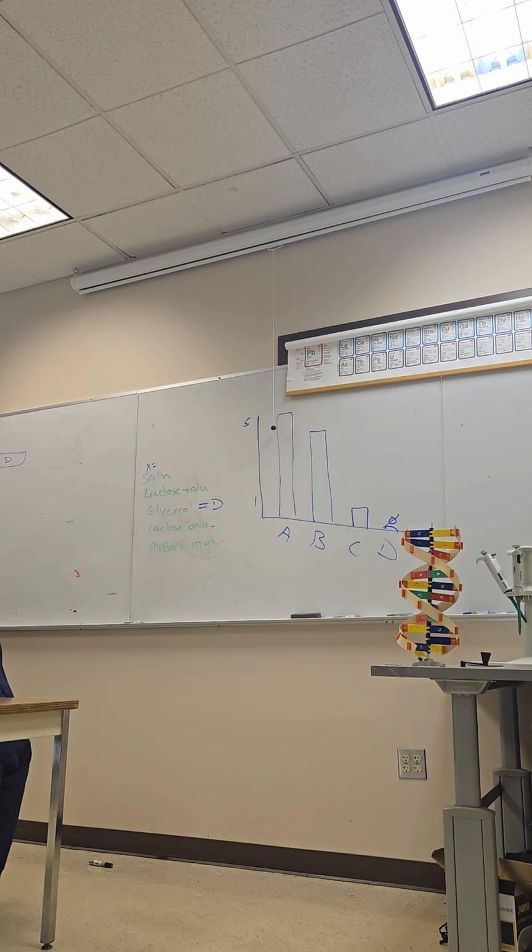And then I would think B would be lactose and glucose, right? That makes sense. B would be lactose and glucose. So that would mean C is the mutant. And what does the mutant mean? I don't know. He did something to it.